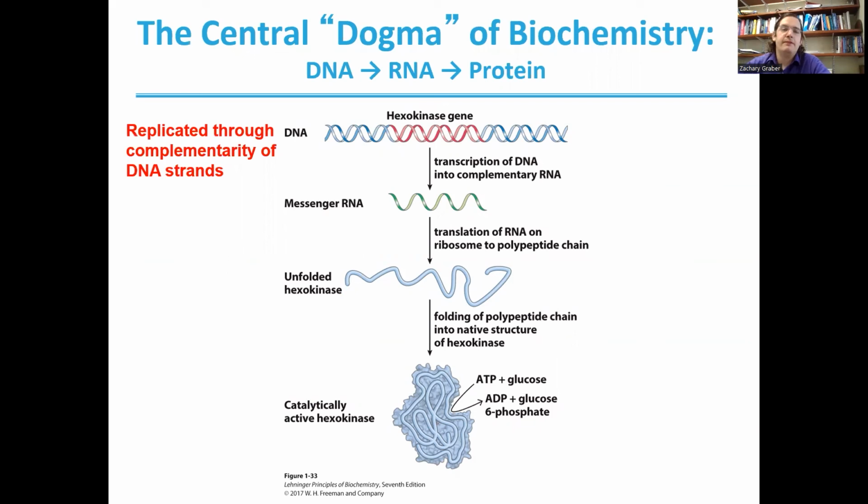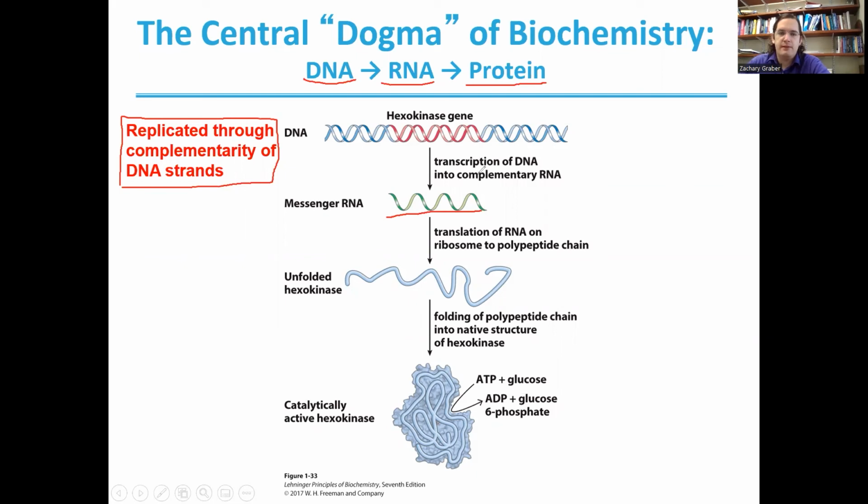This complementarity is a key component of the central dogma of biochemistry. So the central dogma of biochemistry states that our DNA replicates itself and then can be used to create complementary RNA, which is then used to create all of our proteins. So we use that complementarity of our DNA to replicate our DNA so that we can pass it on through our generations. We also use that same complementarity to copy our DNA and make messenger RNA.